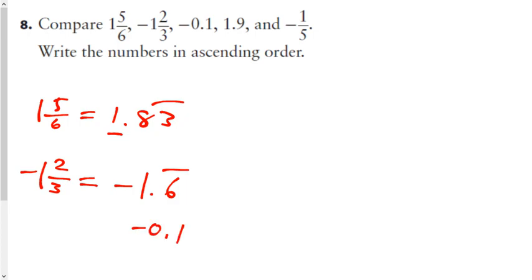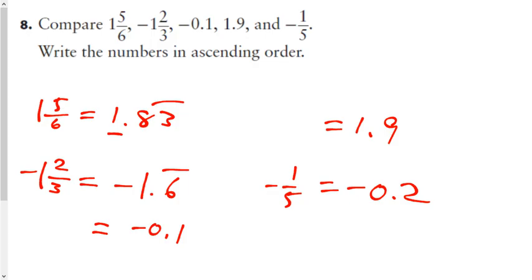Negative 0.1 stays as is because it's not a fraction. 1.9 stays as is because it's not a fraction. And I know negative 1/5. You probably should as well. What is negative 1/5 as a decimal? Does anyone know what 1/5 is as a decimal without grabbing a calculator? Mike, do you know what it is? 0.2. So it's negative. So negative 1/5 equals negative 0.2. Those are the decimals you should know.